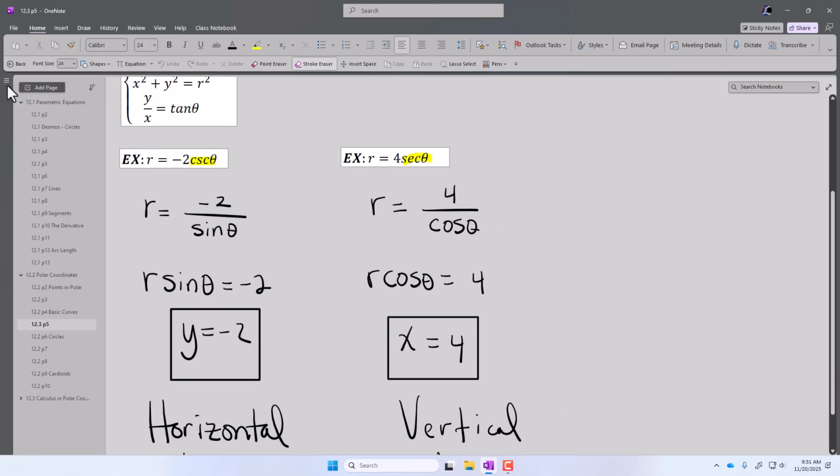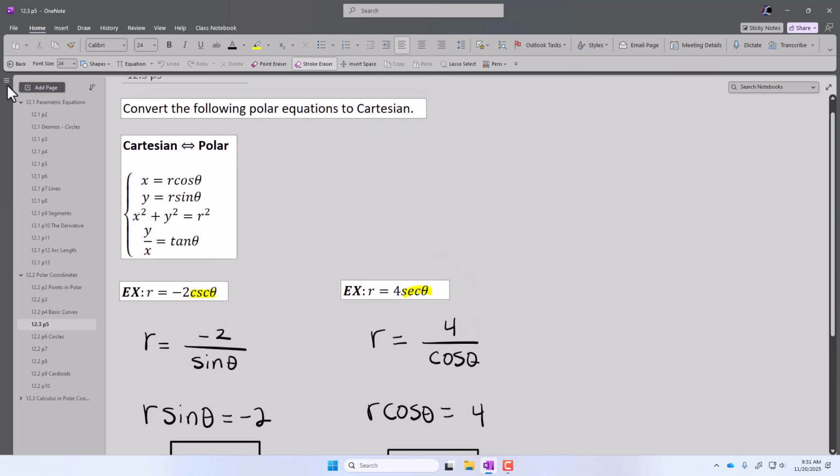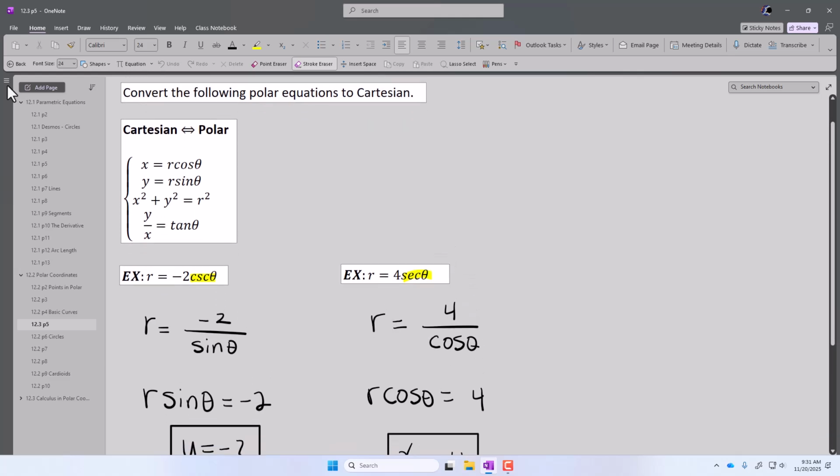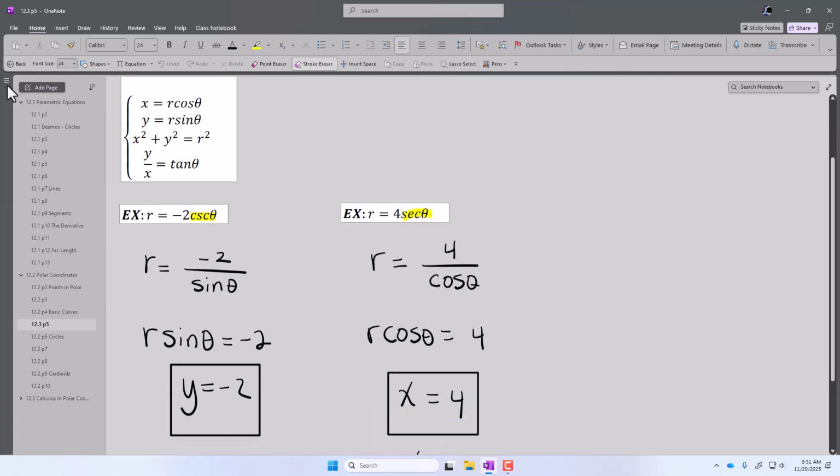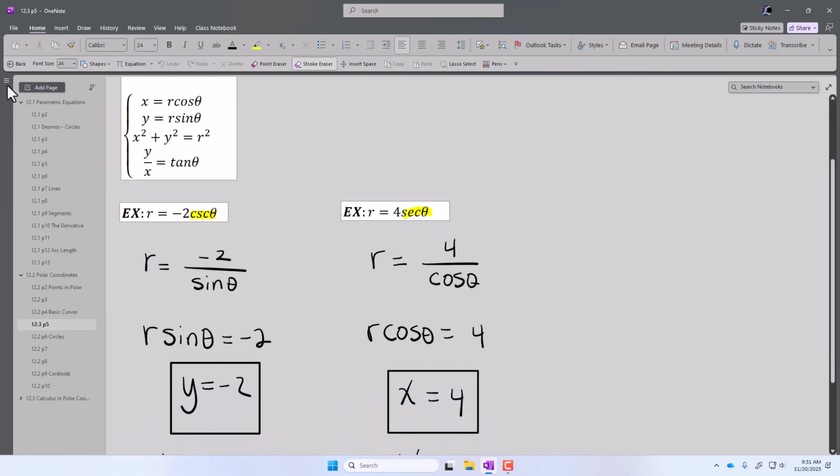So the last thing we had done was taken these couple of polar curves, and we recognized that to graph a vertical or a horizontal line in polar is interesting because you use cosecant if you want a vertical line, and you use secant if you want a horizontal line. So we use these 4 equations to go back and forth between the 2 coordinate systems.